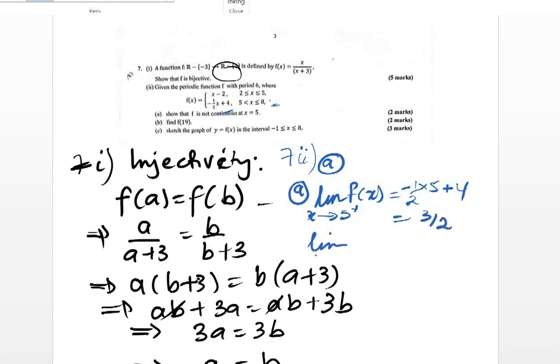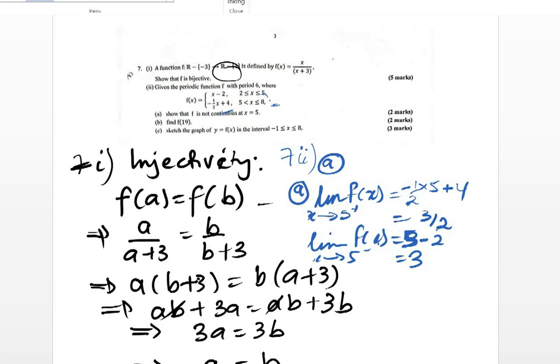Now we check as x tends to 5 from below. From below, we are substituting in this piece. Remember, this is our 5 here. It gives us 5 minus 2, which is 3. So the function is not continuous because the limit from the left is not equal to the limit from the right. So it is not continuous.